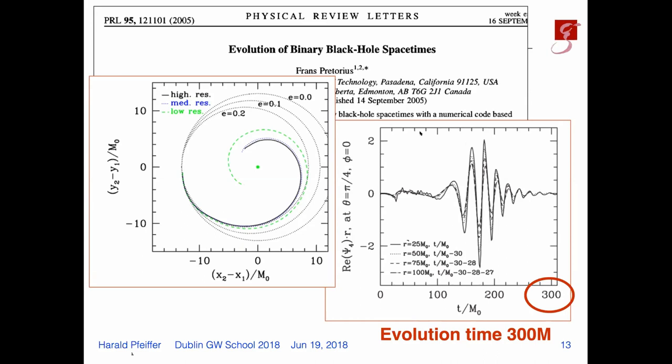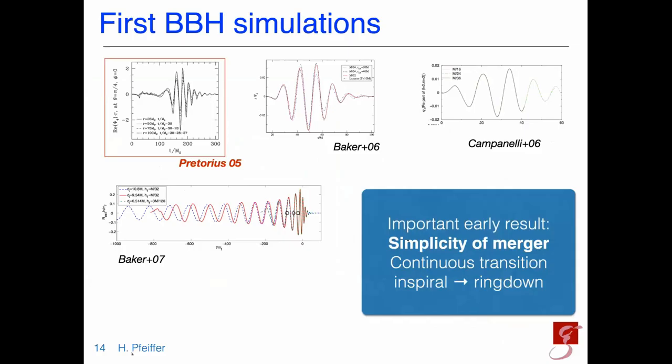Once things worked, progress was quite quick. So here's again Franz's first waveform and the Baker and Campanelli waveforms. They obviously look similar because all of them are supposed to be for an equal mass non-spinning merger. Very quickly, people figured out how to do somewhat longer simulations. Here, for instance, is a simulation from the Goddard group a year later, already doing something like 5 orbits or so, which was totally unheard of at the time, and everybody was totally astonished.